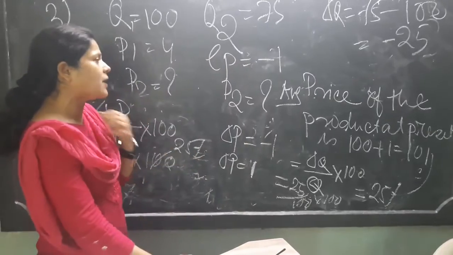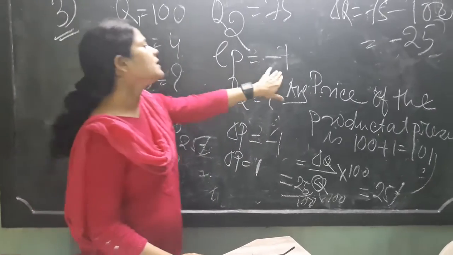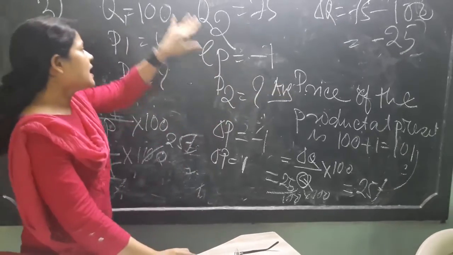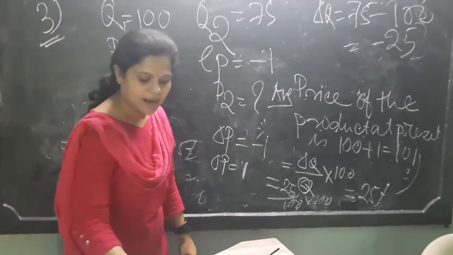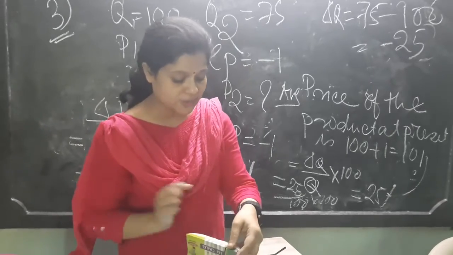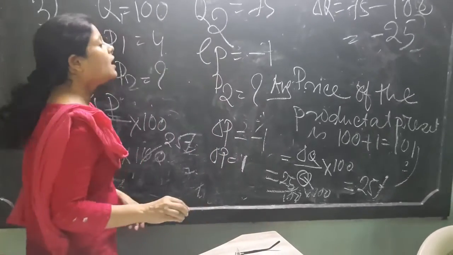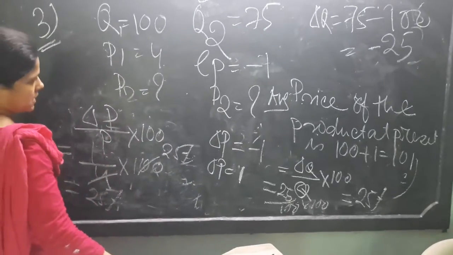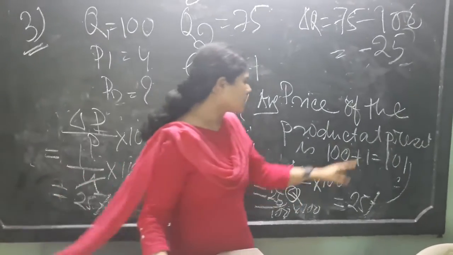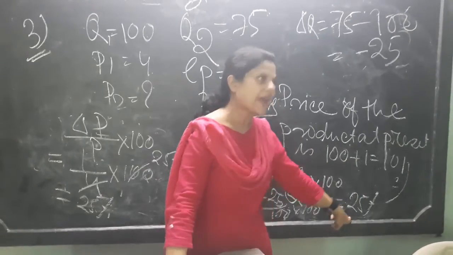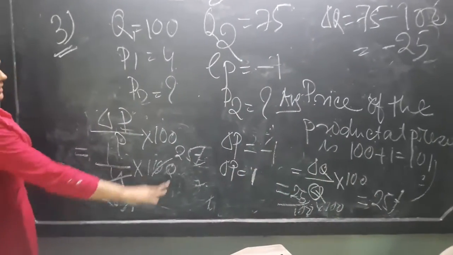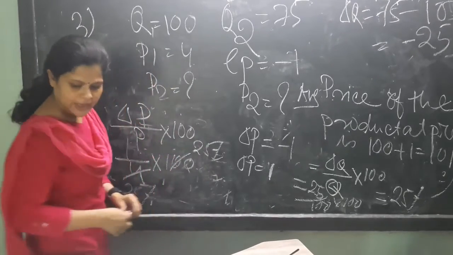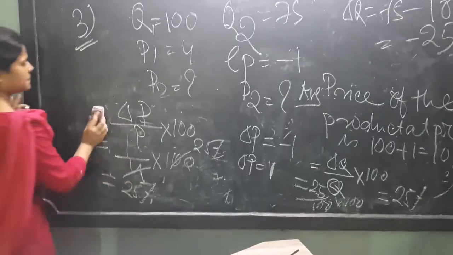The value of EP in the sum is -1, meaning unitary elastic. Means in this sum the rate of change in quantity demanded and the rate of change in price will be equal. So if the price of the product increases by 25%, the demand of the same product will drop by 25%. And that exactly happened in this sum. Means our calculation is correct. Okay, this is over. Moving to the next sum.